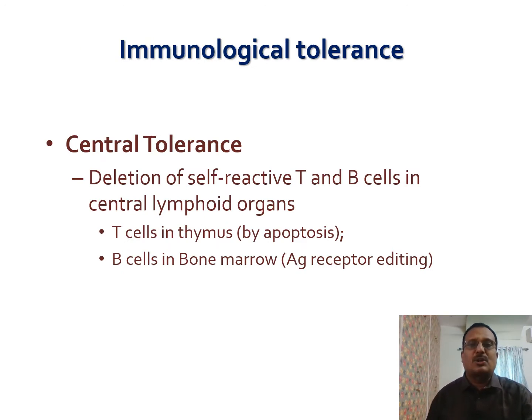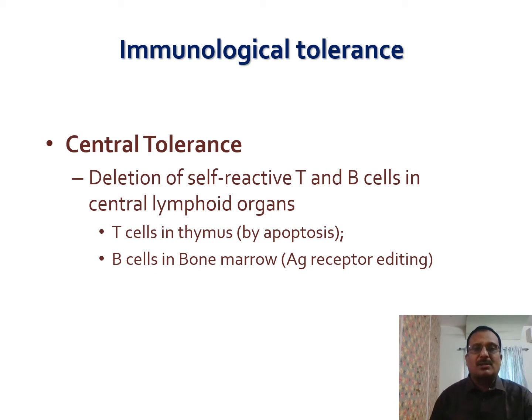Then immunological tolerance. I already mentioned the meaning of immunological tolerance. Immunological tolerance means non-responsiveness of our immunologically competent cells against our own cells. So how will this immunological tolerance be attained? There are two important things: one is central tolerance, another is peripheral tolerance. First we will see central tolerance.